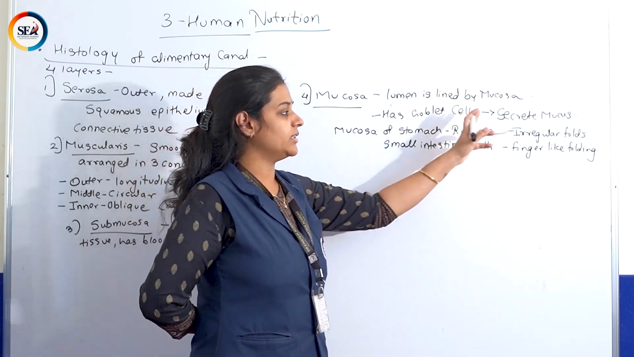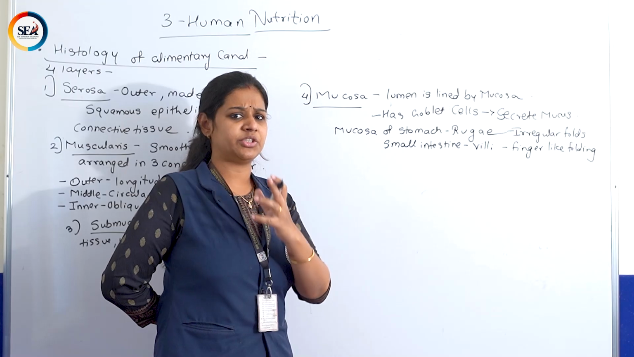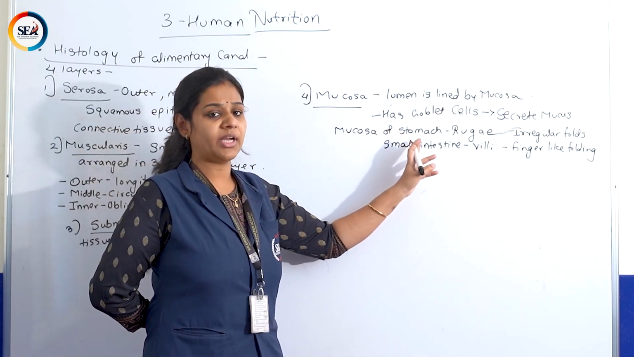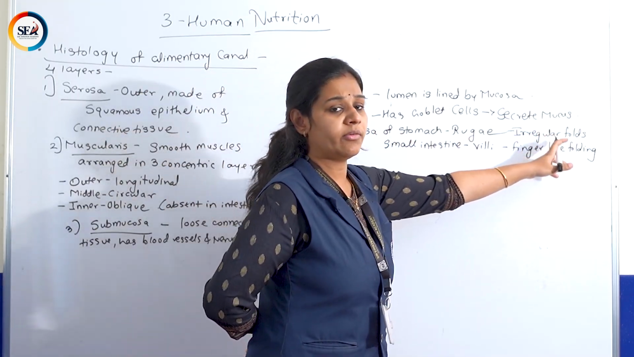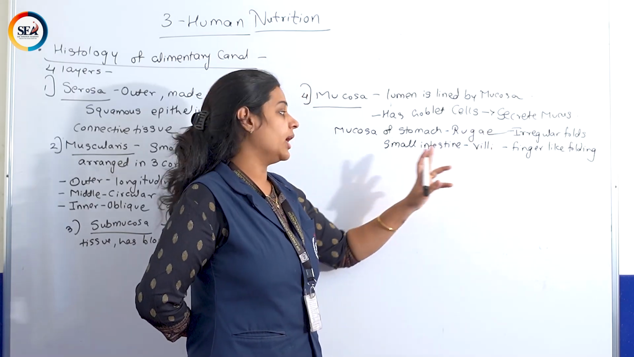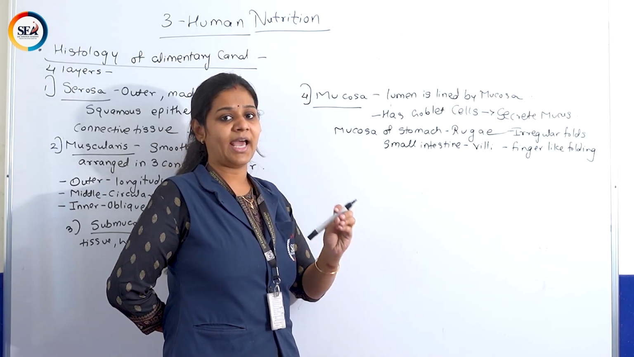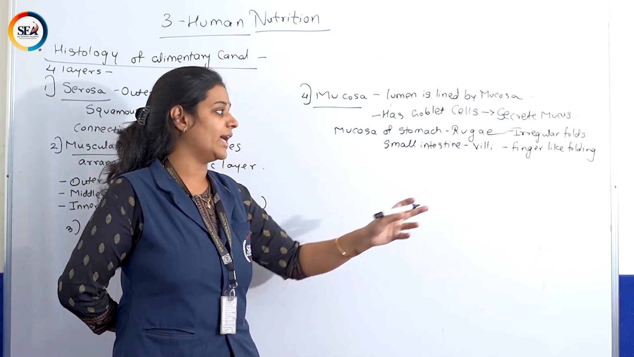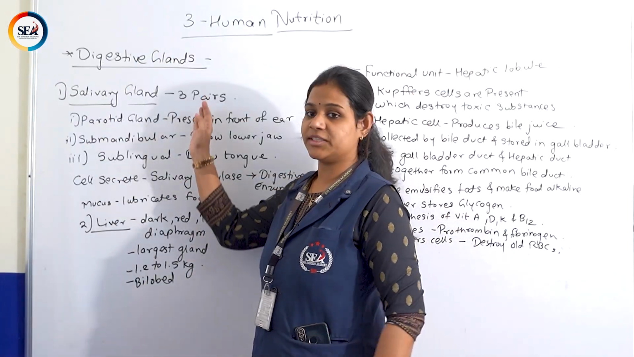It has goblet cells which secrete mucus for the easy passage of food. Mucosa of stomach is usually seen in irregular folds which are called rugae. The mucosa of small intestine has finger-like projections which are called villi. Next point is the digestive glands.